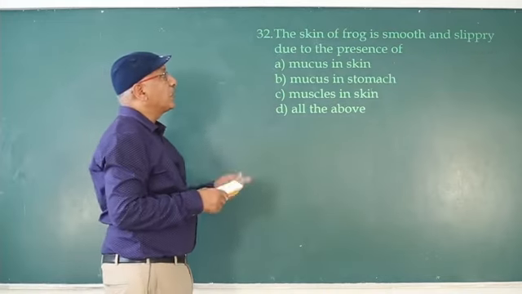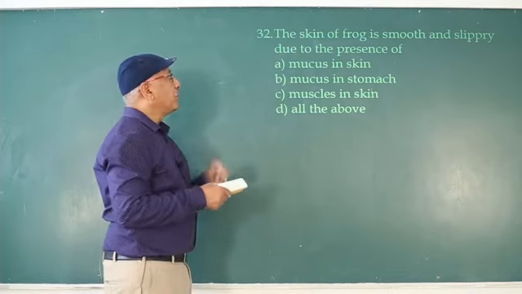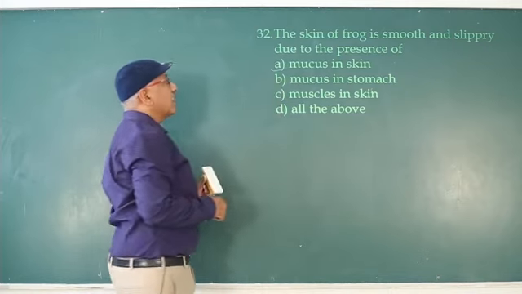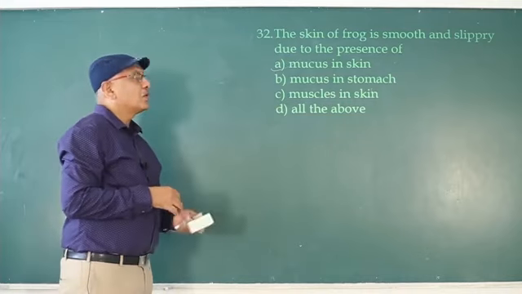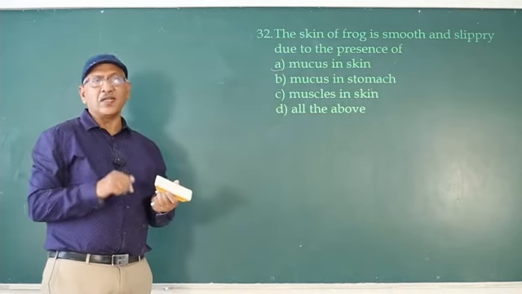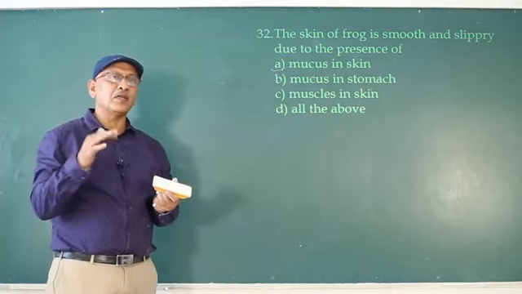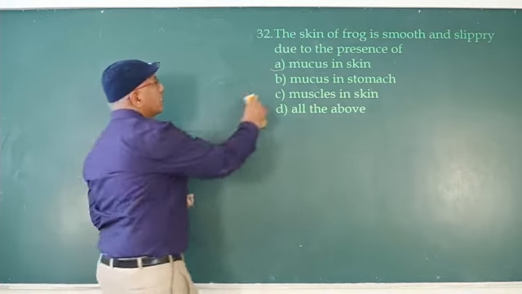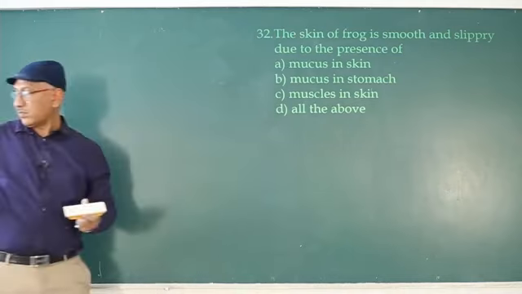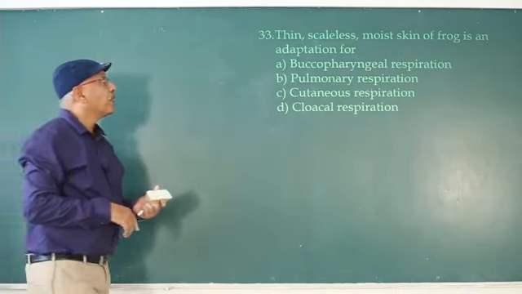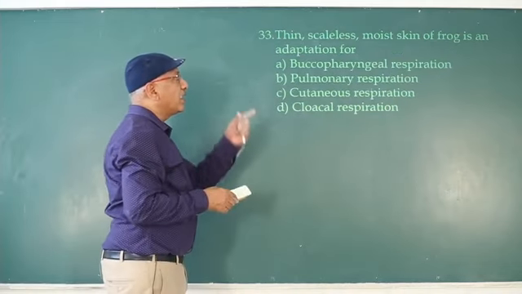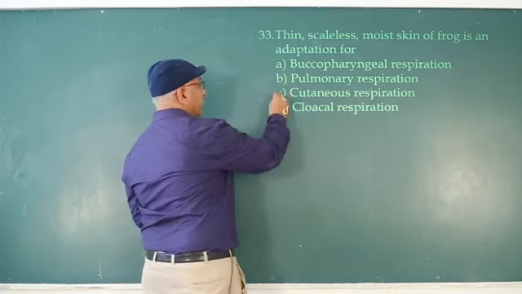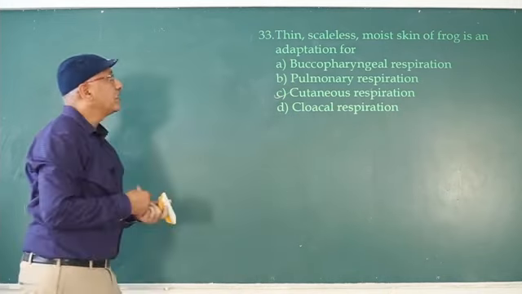The skin of frog is smooth and slippery due to the presence of mucus in skin. Mucus glands present on the surface release mucus. The mucus keeps the skin moist. Thin scaleless moist skin of frog is an adaptation for cutaneous respiration.